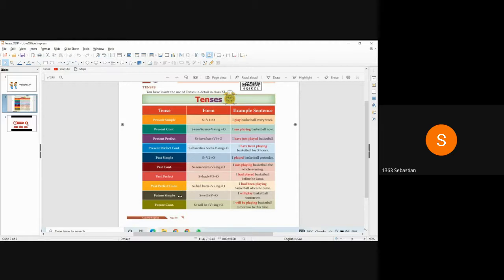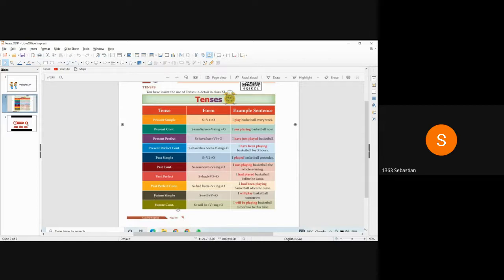Next tense is future simple or simple future tense. Form of simple future tense is subject plus will plus verb 1 plus object. Subject, will is the helping verb, followed by verb 1, the main verb, present form of the verb, followed by object. Example, I will play basketball tomorrow. Specific time is mentioned. Usage: to indicate an action, condition or circumstance that hasn't taken place yet.